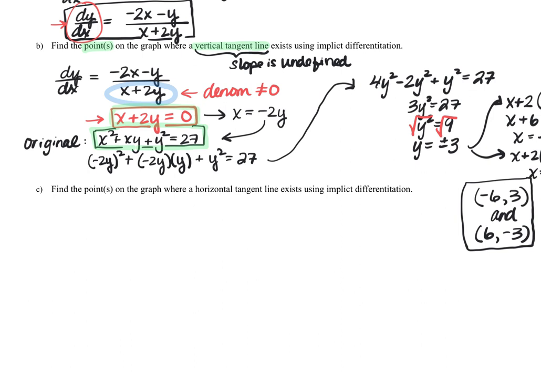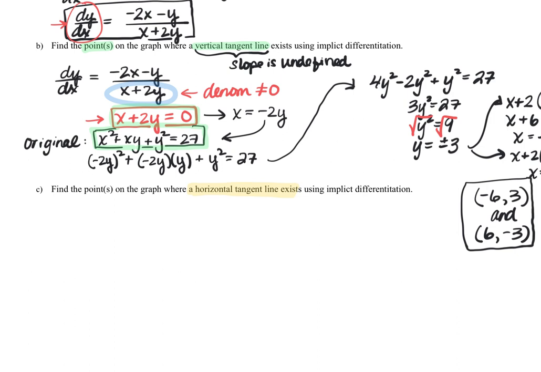All right, we're almost there. Part C, find the point or points on the graph where we have a horizontal tangent. So similar line of thinking here. In fact, I would encourage you to go ahead and see if you could solve part C on your own. Pause the video and then fast forward and see if your answer is correct. Because this is going to be solved very similarly to how we solved B.